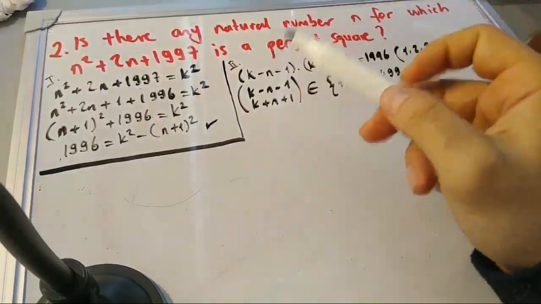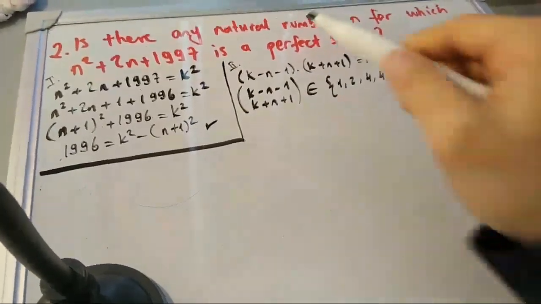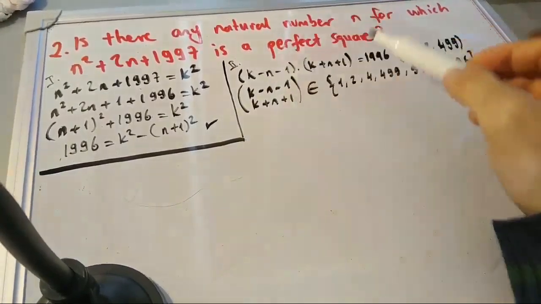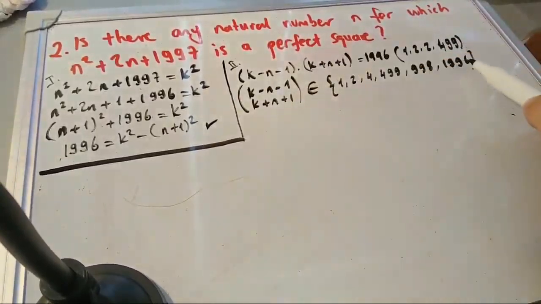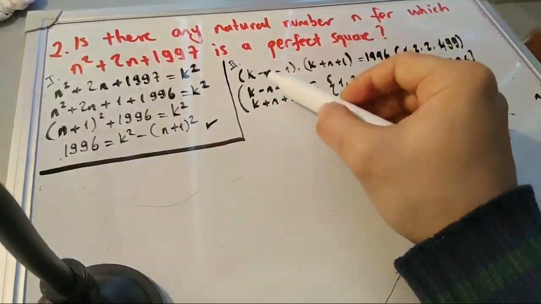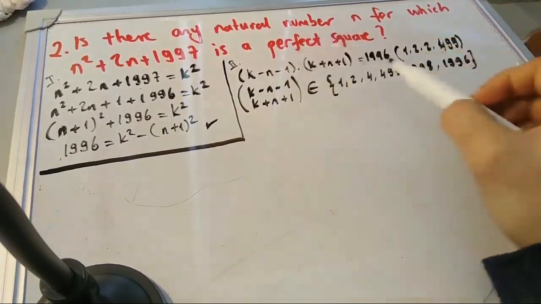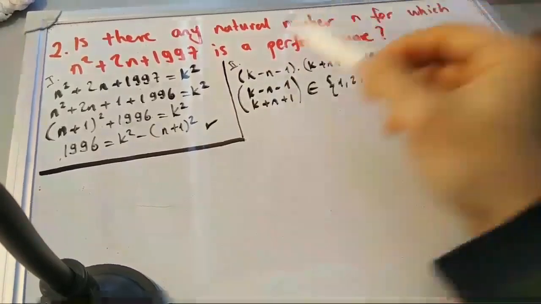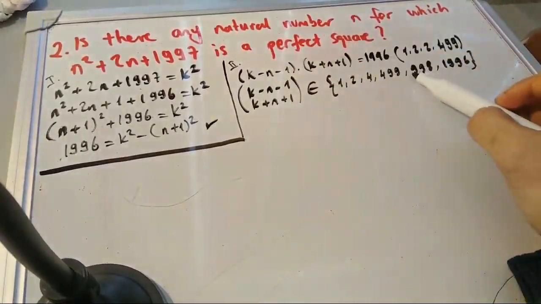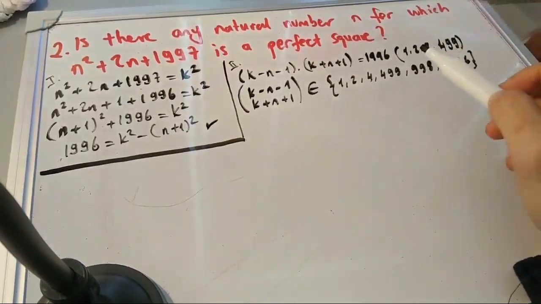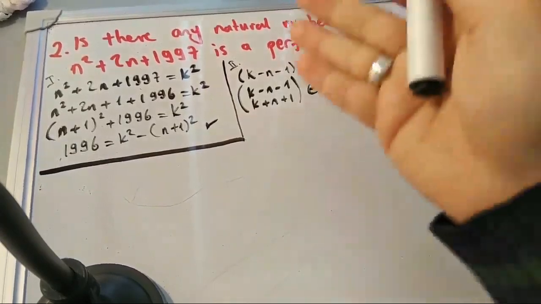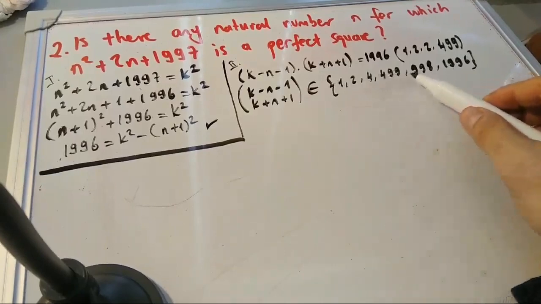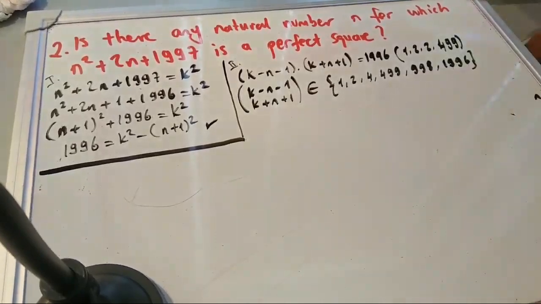When you find k minus n minus 1 and k plus n plus 1, we can use, for example, for k minus n minus 1 the value 1, and for the second expression 1996. For the first expression we can use 4, and for the second 499. 4 times 499 will give us 1996. Maybe for the first one we use 2, and for the second we can use 998. It is the same again, it will give us 1996. So these two expressions are elements of 1, 2, 4, 499, 998, and 1996.